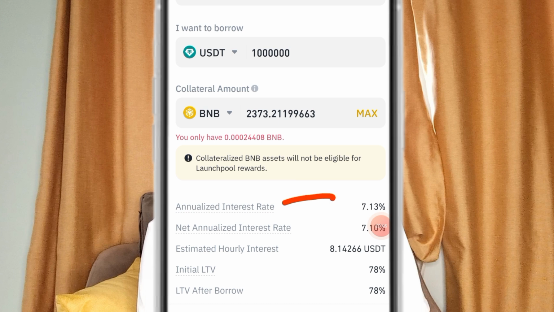This is the annualized interest rate. This is the interest rate that will be added onto your money for the full year, and it is going to be 7%. And then this one is the net annualized interest, that is 7.10%. I think this is one of the most important ways you can utilize these things. You see, banks are going to be giving you higher interest rates, but look, you are getting a small annualized interest rate right over here.